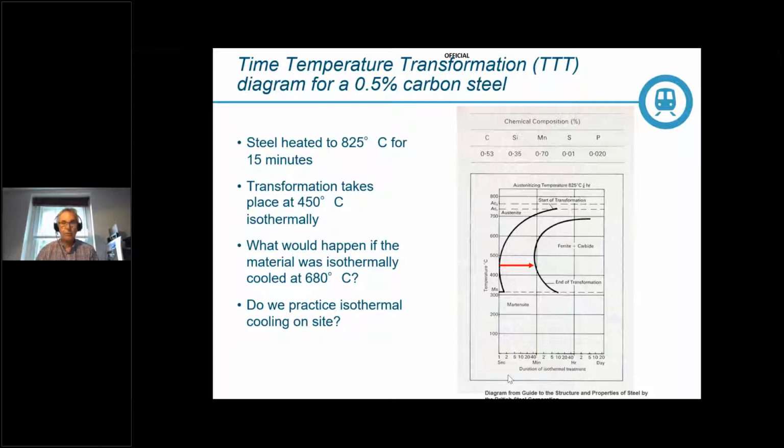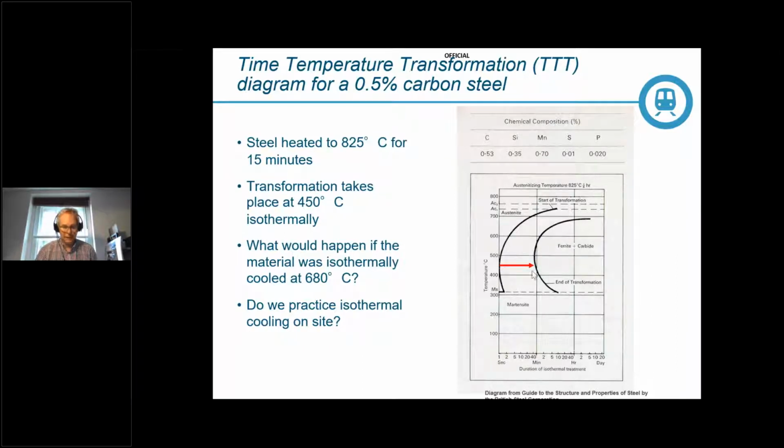So as you can see from the transformation curve here, if we do a transformation at 450 degrees C, so if we did that at constant temperature, the actual transformation commences within seconds of starting. This is a log scale at the bottom. And in less than a minute, it'll actually have completed its transformation into ferrite and carbide.